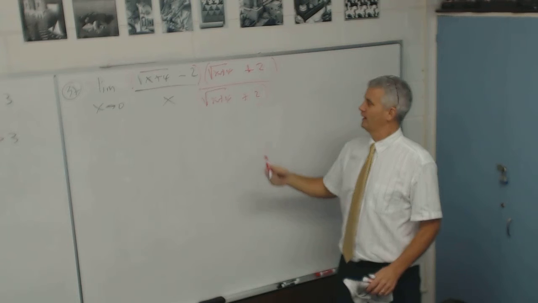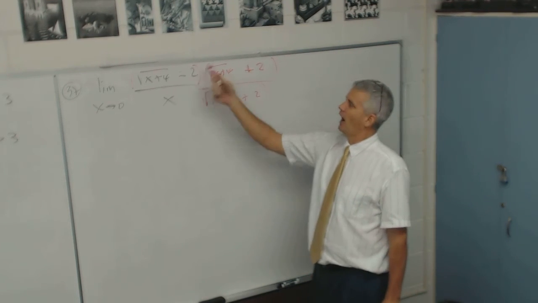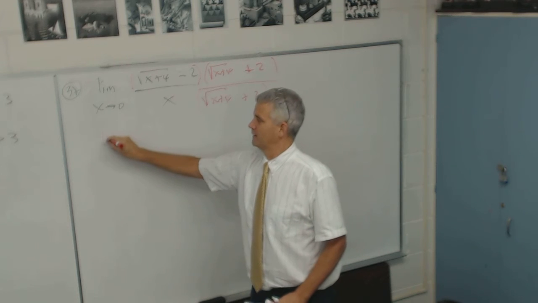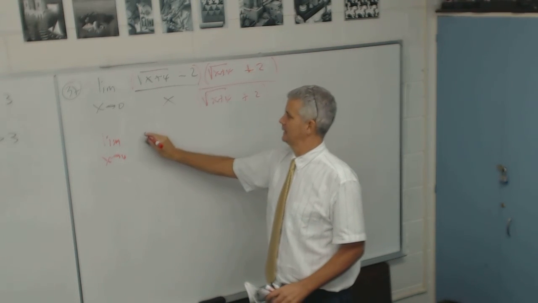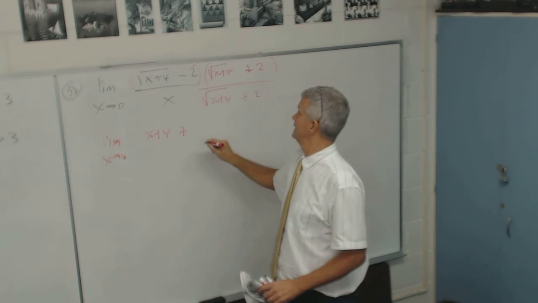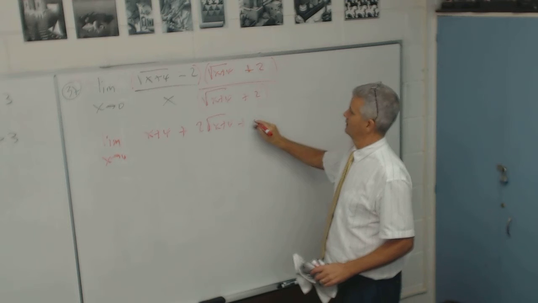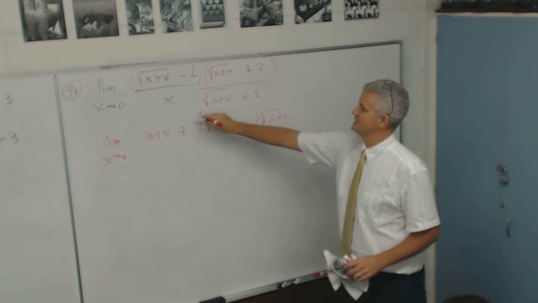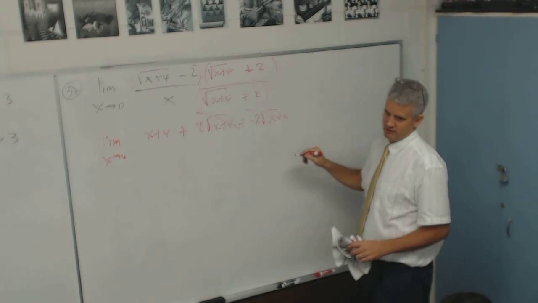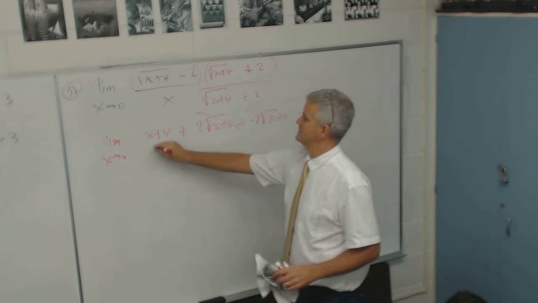Now, we don't worry about this bottom, no big deal. But on top, let's work it out. First, do the FOIL. First, x plus 4. Outside, 2 square root of x plus 4. Inside, 2 square root of x plus 4. Minus 2 square root of x plus 4, and minus 4. So outside and inside cancel, they always do, because they're conjugates. Minus 4.